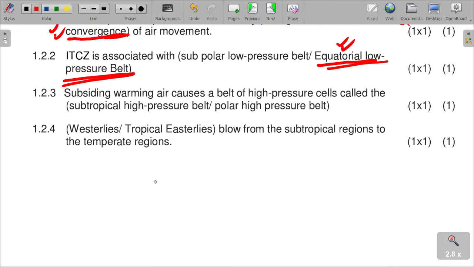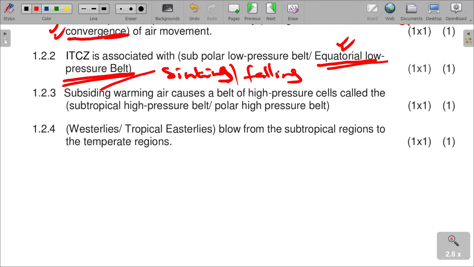Number three: subsiding, warming air causes a pressure belt of high pressure cells called dash. Subsidence causes the subsiding, warming air. Subsiding is also sometimes defined as sinking, falling. When air rises, it cools down until it cannot rise further, and then it starts to fall down. When it is falling down, it is warming up. It causes the temperature to go up.